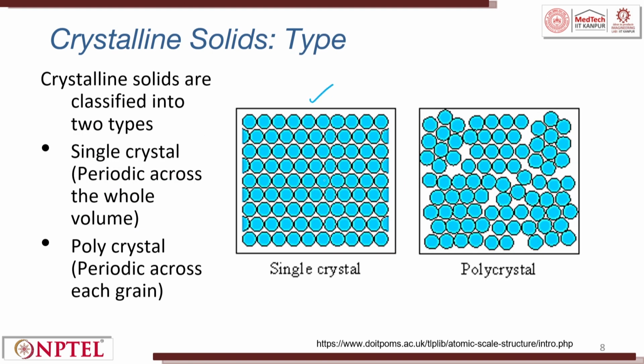So, this is a single crystal, this is a polycrystal. Single crystals have periodic arrangement across the whole volume. Polycrystalline are periodic across a grain. So, this is a grain. If you see here, this is a grain. Inside a grain, they have a crystal structure or a uniform arrangement. But between grains, there can be a different arrangement. When you talk about single crystal, it is uniformly arranged across the whole volume.